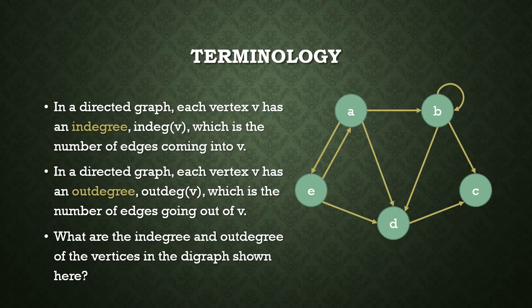What are the in degree and out degree of the vertices in the diagram shown here? Again, let me give you an example. Look at node A. 3 arrows are coming out of A, so the out degree is 3. 1 arrow is going into A, so the in degree of A is 1. Find the in degree and out degree of all the other nodes.